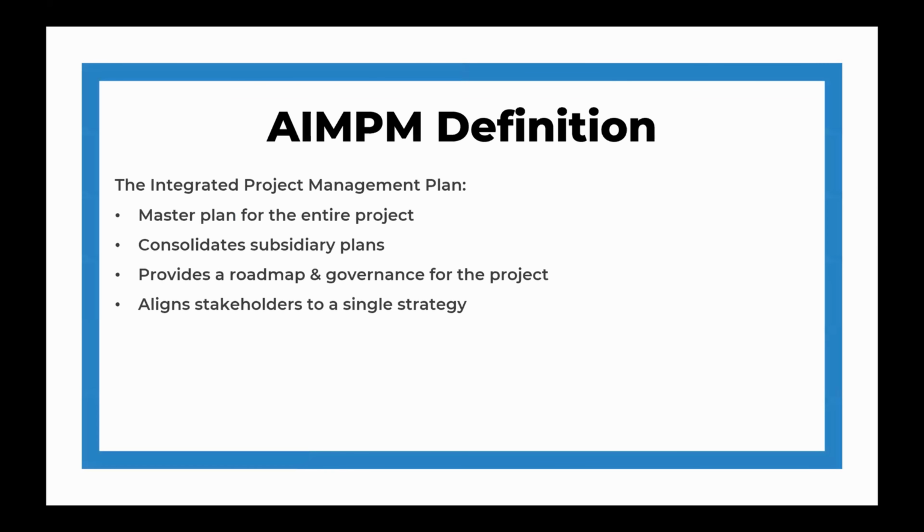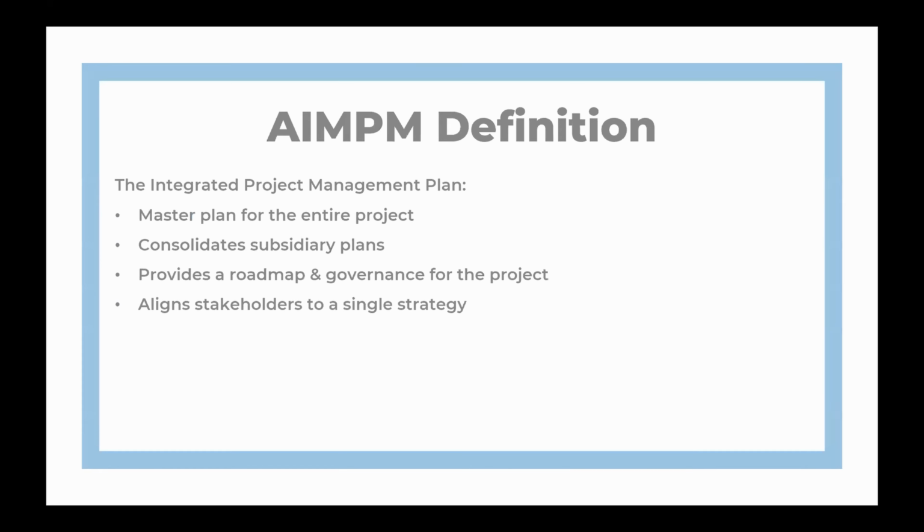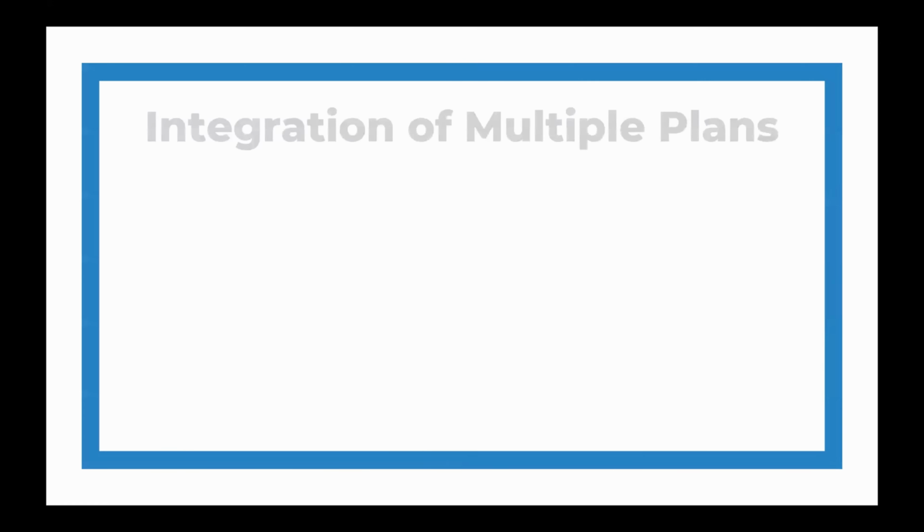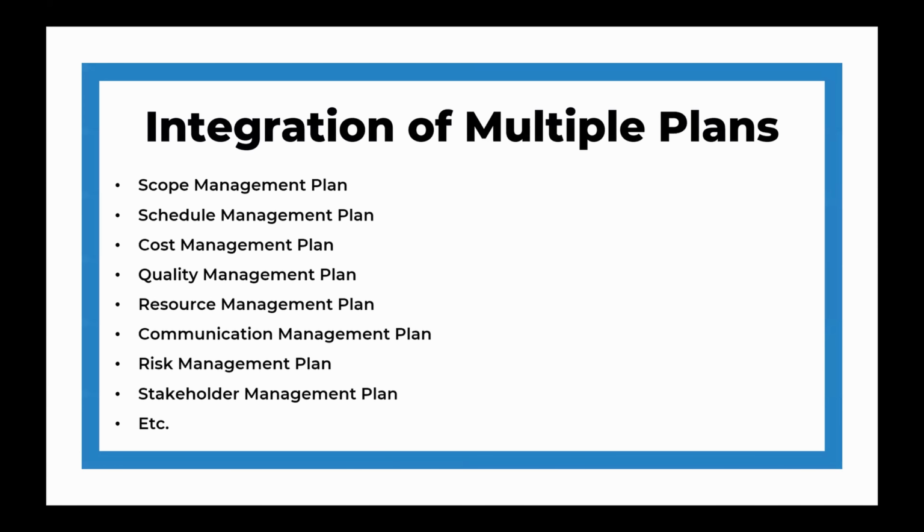The Integrated Project Management Plan is the project's master plan. It consolidates all subsidiary plans, it provides a roadmap and governance structure, and it aligns stakeholders to a single cohesive strategy. Your primary goal here is alignment. You're going to put a lot of different plans into one major plan that you want to align the entire team to. Now, again, your IPMP is going to bring together multiple plans, including your scope management plan, schedule management plan, cost management plan, quality management plan, resource management plan, you name it, okay?